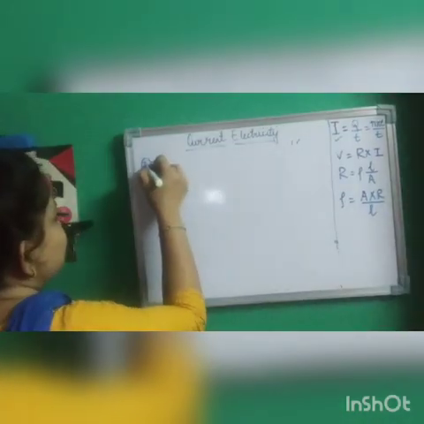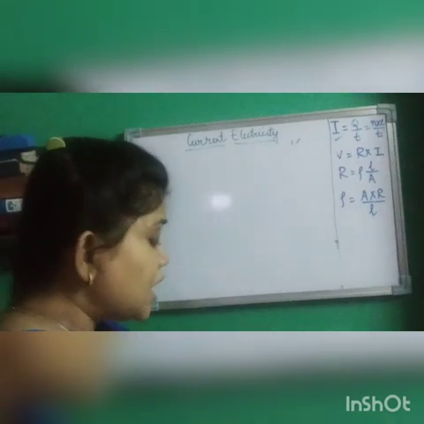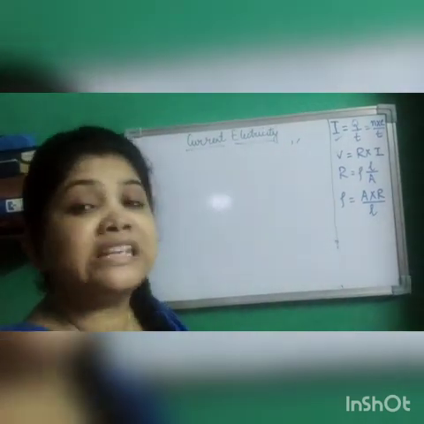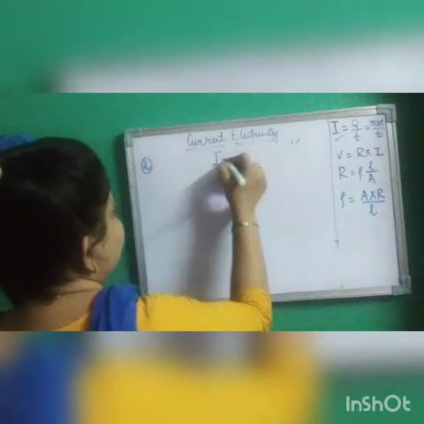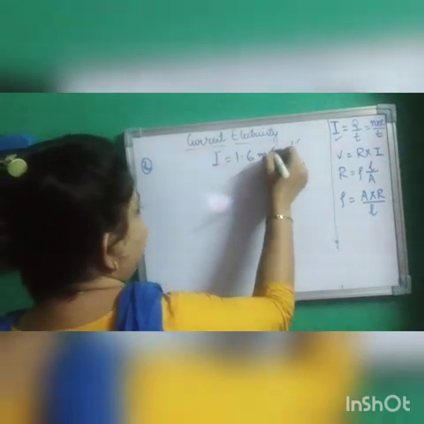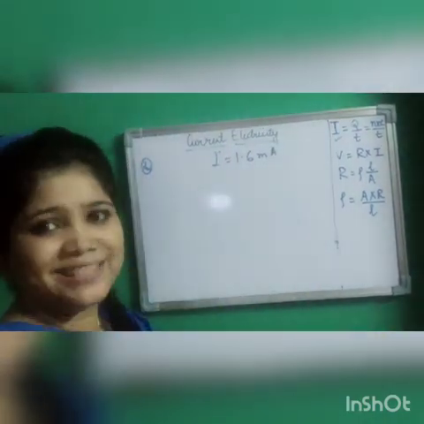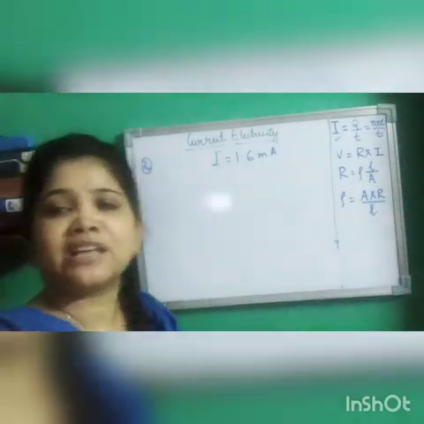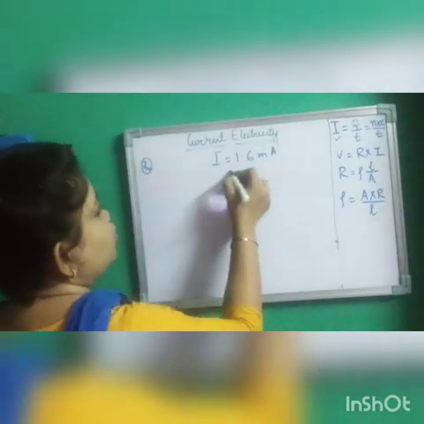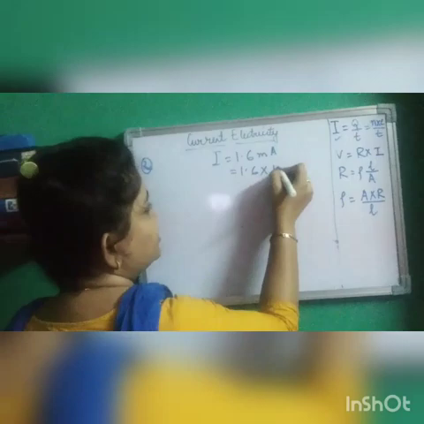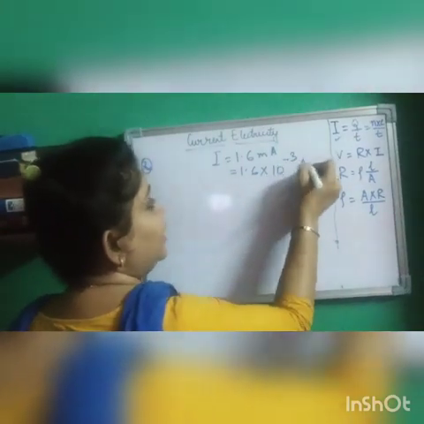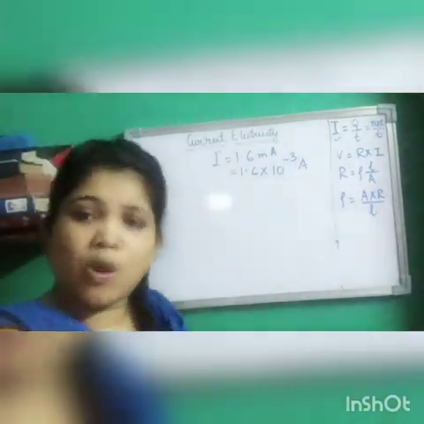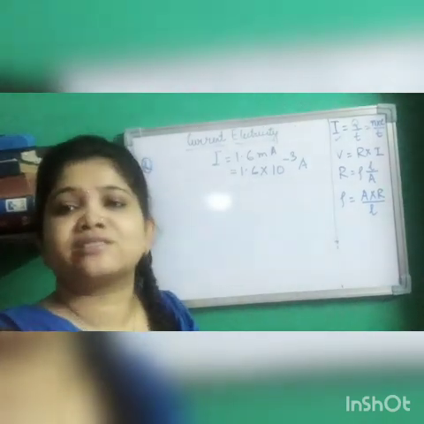Let's do number 2 sum. Number 2 sum, what is given? A current of 1.6 milliampere. That means I is given as 1.6 milliampere. Now milliampere is not an SI unit, so first we will convert milliampere into ampere. So 1.6 milliampere means 1.6 into 10 to the power minus 3 ampere. Just remember, 1 milliampere is 10 to the power minus 3 ampere.